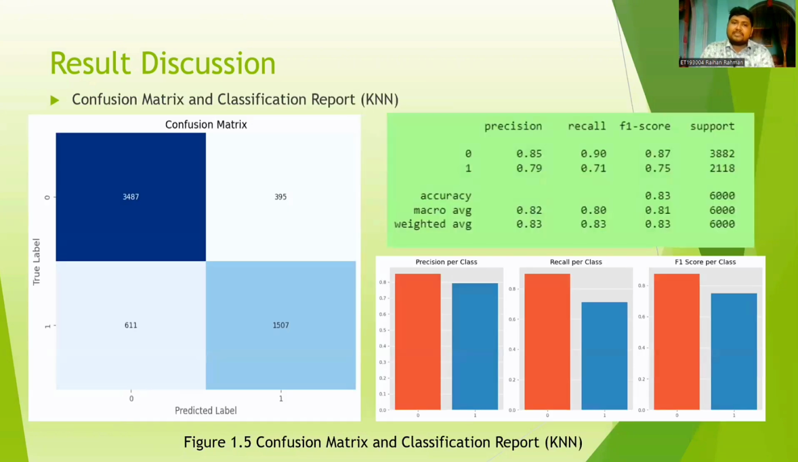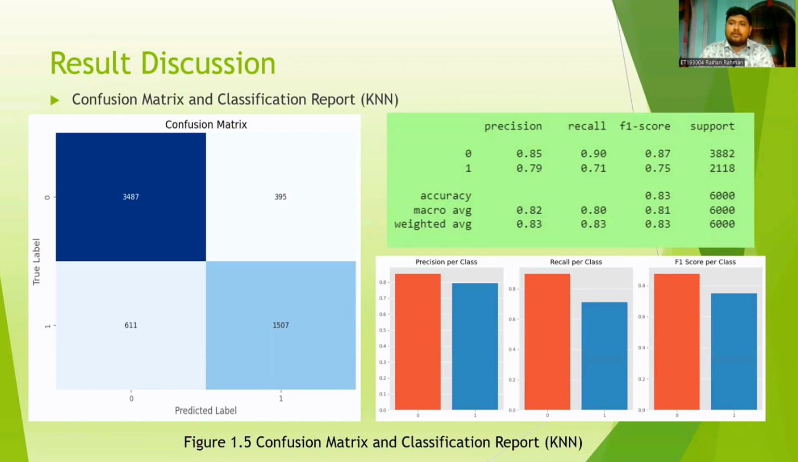This is the confusion matrix and classification report of our model KNN. It is our second model. KNN means K nearest neighbor. From this, we can see that in our 3,882 unstable data points, my model correctly predicted 3,487 data points. My model incorrectly predicted 395 data points as stable, but they were actually unstable.